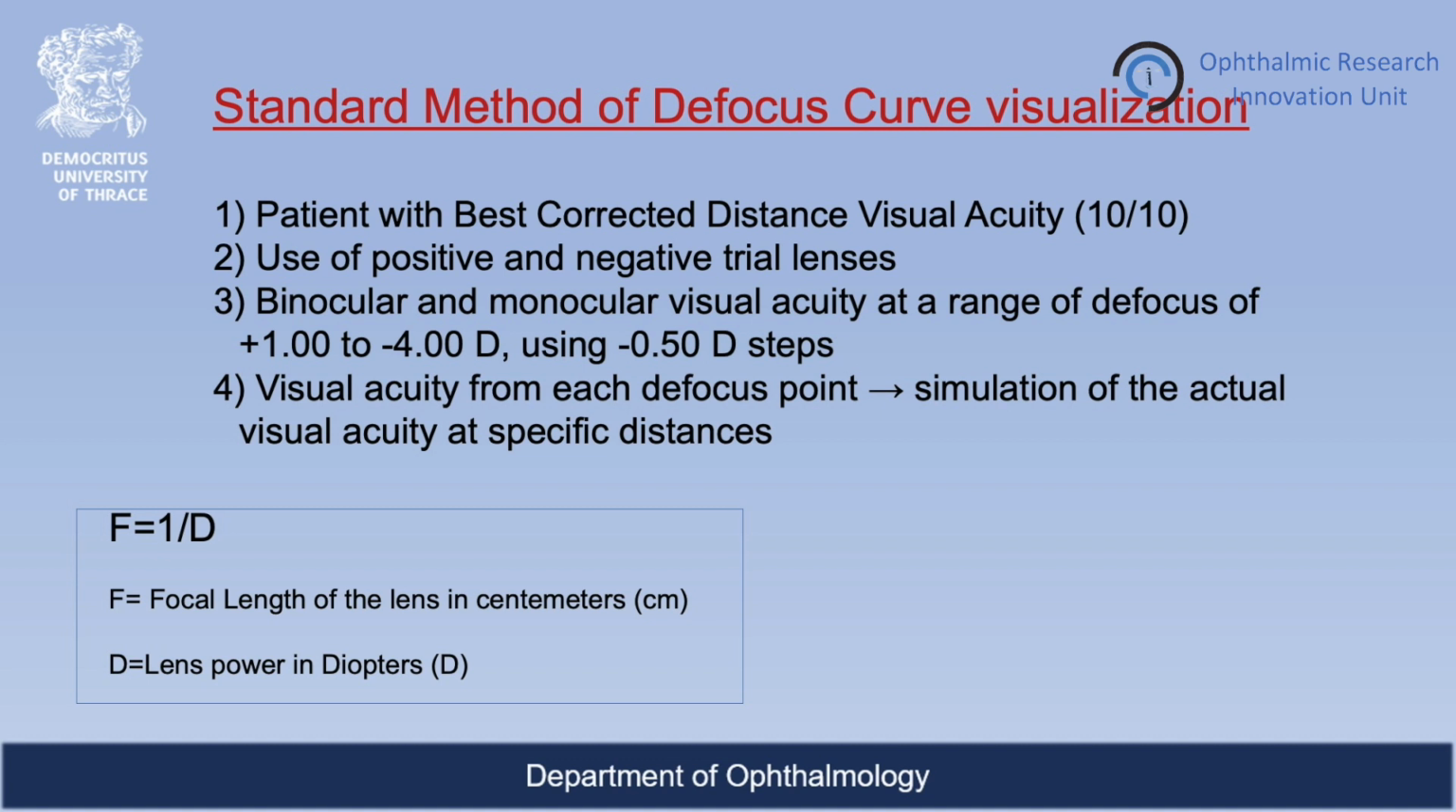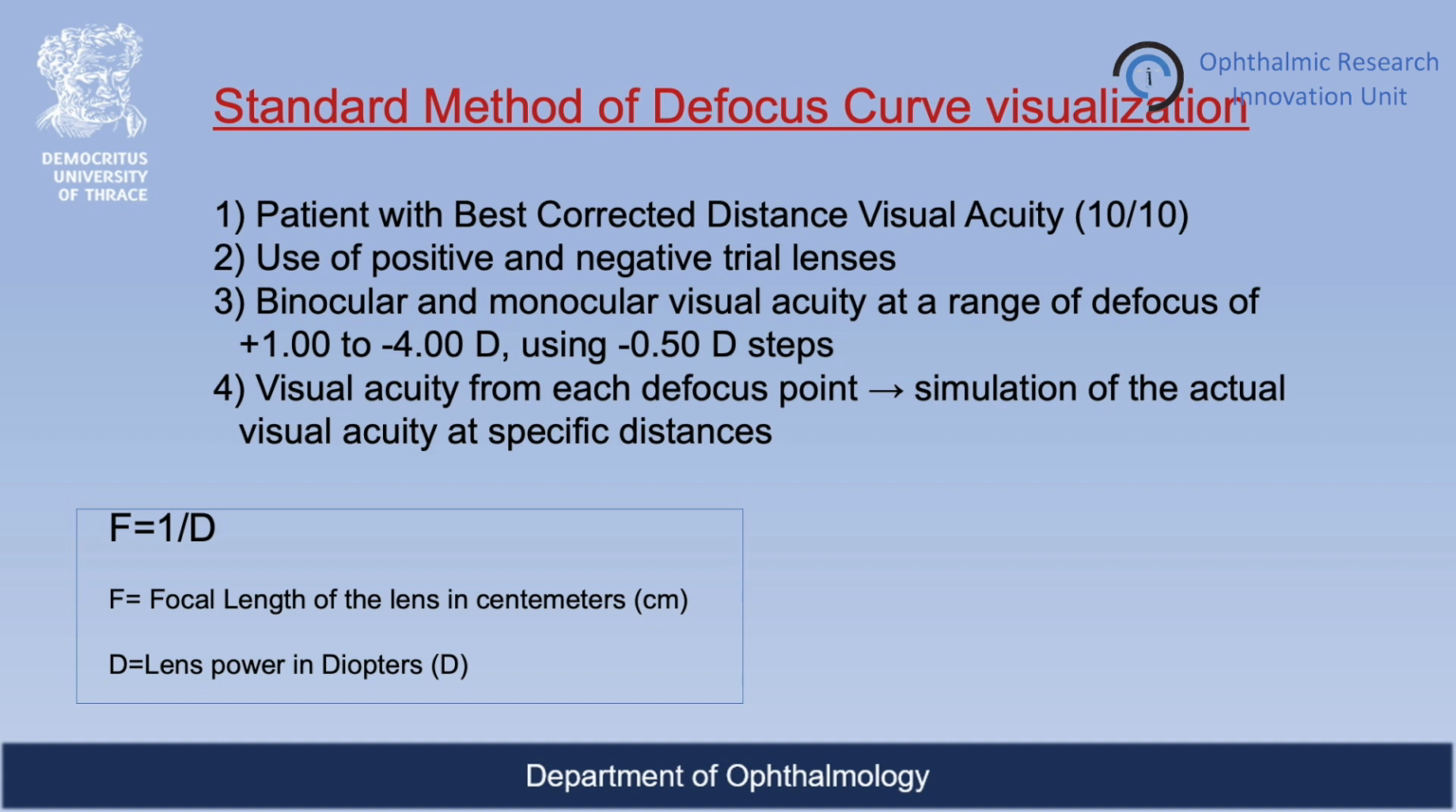To apply the defocus curves method, the patient is corrected for distance visual acuity of 10 out of 10. For this method, we use positive and negative power trial lenses. The lenses are used for measuring binocular and monocular visual acuity at a range of defocus of 1.00 to minus 4.00 diopters, using minus 0.50 diopter steps.